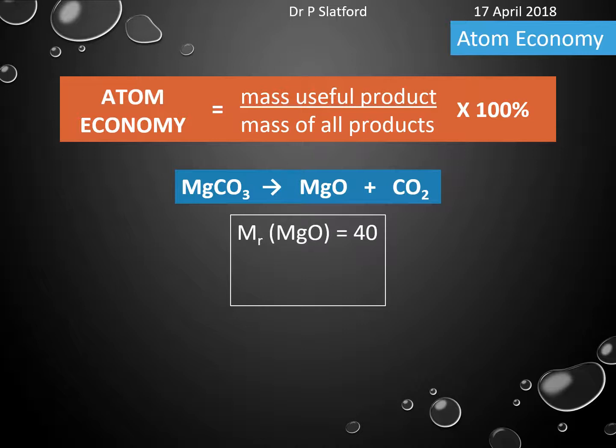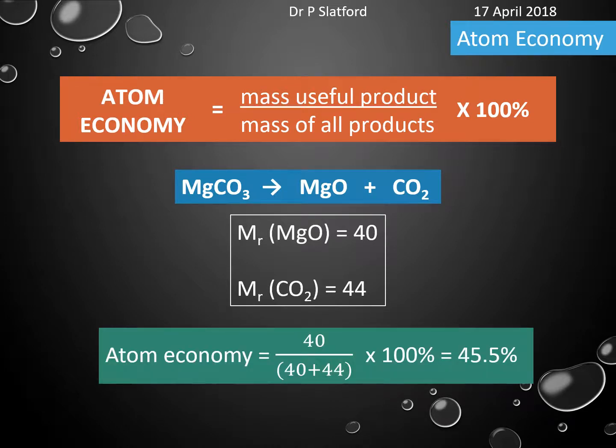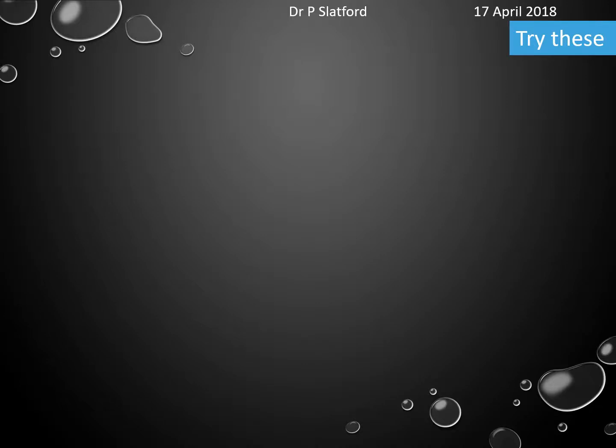So the Mr of magnesium oxide is 40, the Mr of carbon dioxide is 44, and therefore my atom economy using that equation is 40 divided by 40 plus 44. And once you turn those numbers around, it comes out as 45.5%. So 45.5% of the mass of the atoms in my products end up in the product that I want. But that means that the rest of it, the 54.5% of the mass of the atoms end up in the carbon dioxide. Not the best, okay?